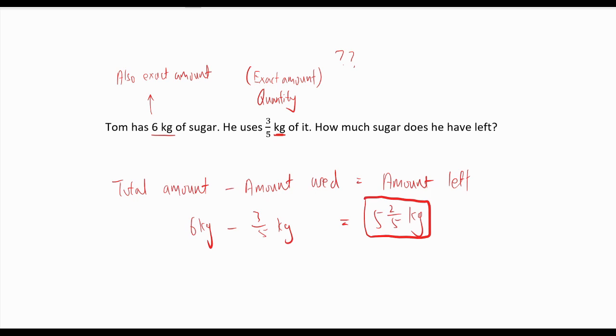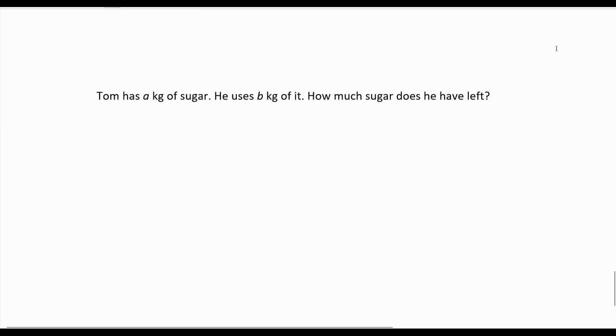A lot of you struggle with this, because this requires a certain degree of abstract thinking. It's the same reason why you might struggle with algebra. For example, Tom has A kg of sugar. He uses B kg of sugar. How much sugar does he have left? If you focus on A and B, it looks confusing, because there should be numbers there, not letters. But if you think about what A and B represents, then you are thinking about the problem abstractly.